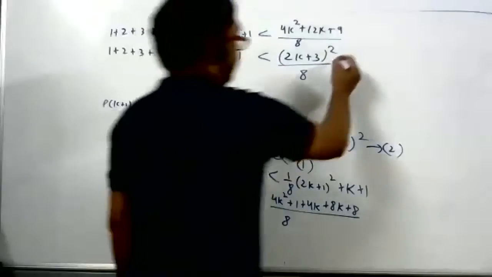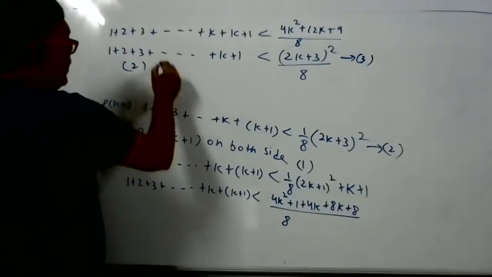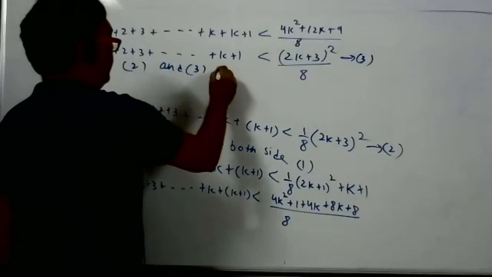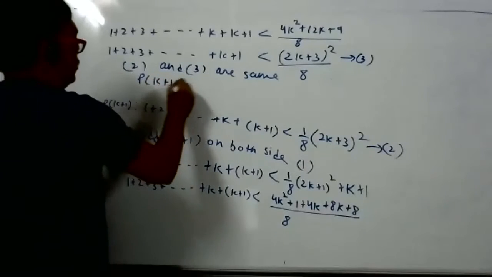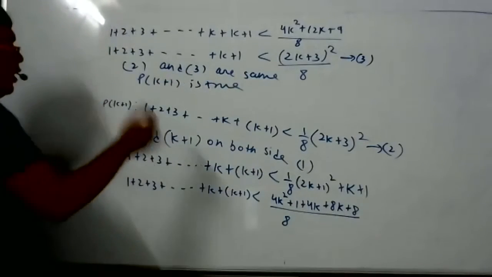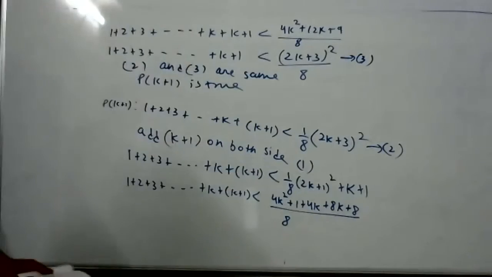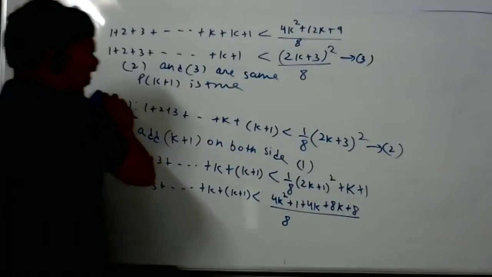So this is the third equation. Second and third are the same. We have to prove second and third are the same. Same means P of k plus 1 is true. Then P of 1 is true, and P of k is true implies P of k plus 1 is true. Therefore, P of n is true for all n belonging to natural numbers.